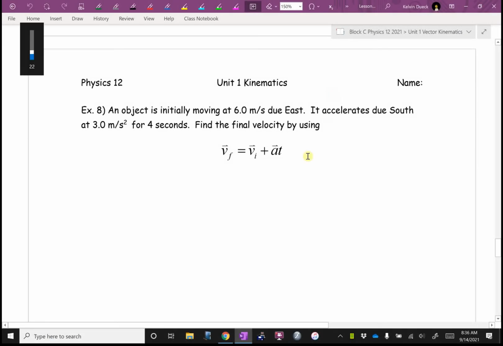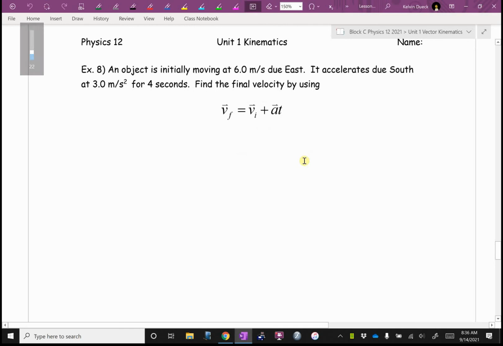Here's another kind of cool application of vectors. It says this: an object is initially moving at 6 meters per second due east. I'm going to draw a compass rose. It accelerates due south at 3 meters per second squared for 4 seconds. Find V final by using, many of you will remember from last year, VF equals VI plus AT.